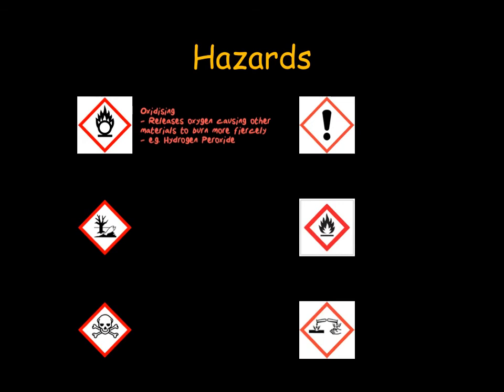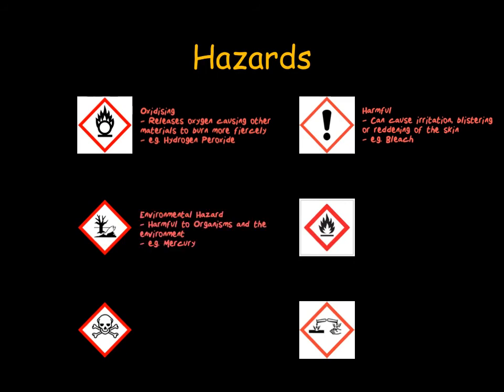Our second one is harmful. This means it can cause irritation, reddening, or blistering of the skin. Most acids and alkalis we use in the lab will have this symbol. A good example, however, is bleach. Thirdly, we have this one with a tree and a fish. This means it's a hazard to the environment, so it's harmful to organisms and to the environment. For example, mercury or copper sulfate.